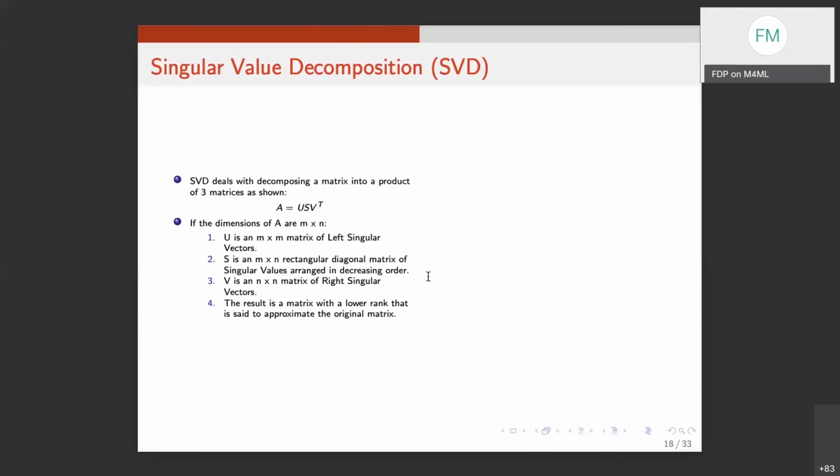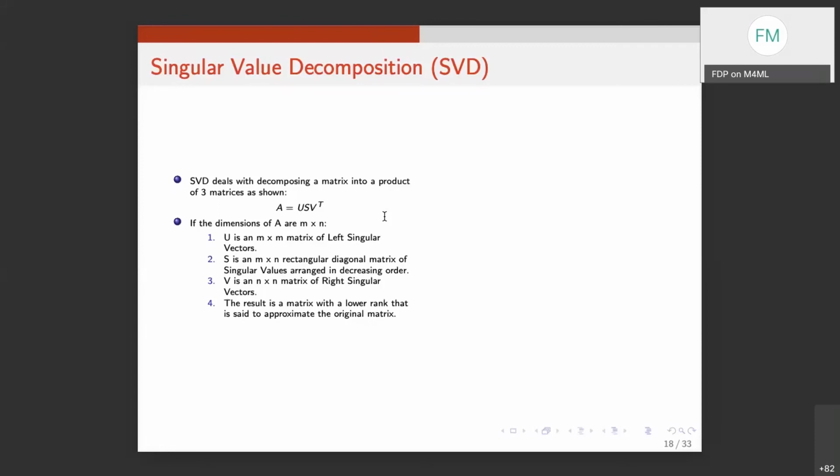Basically, SVD deals with decomposing a matrix into a product of 3 matrices. For a given matrix, let's say there is an image that I want to compress. I cannot do this directly with the image matrix, so we go with a reduction methodology, and SVD is one such method. A single matrix is divided into 3 components: U, S, and V transpose.